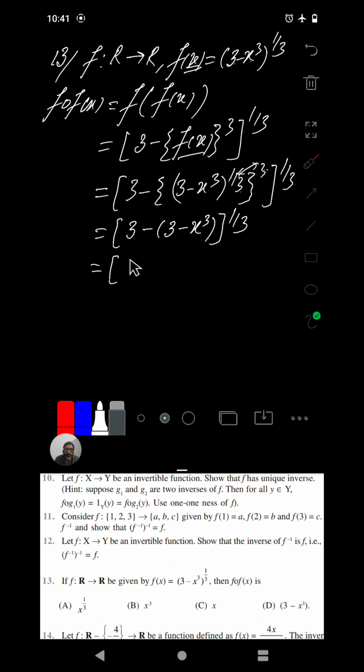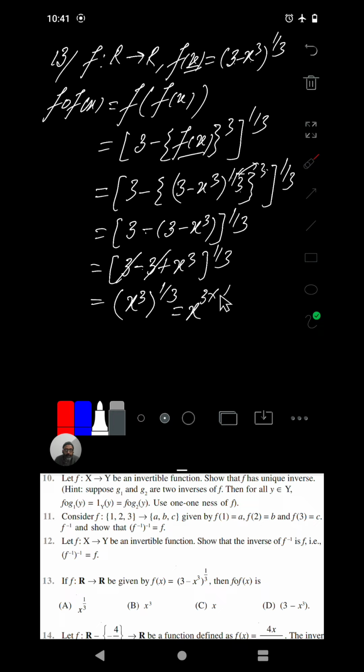So square bracket 3 minus 3 plus x cube whole raised to the power 1 upon 3. Positive 3 and negative 3 cancel with each other, and we are left with x cube raised to the power 1 upon 3. Now, if we open up this bracket, we have x raised to the power 3 into 1 over 3. Simplifying this, we have simply x raised to the power 1, which is x. So f of f of x is equal to x. So option C is correct.